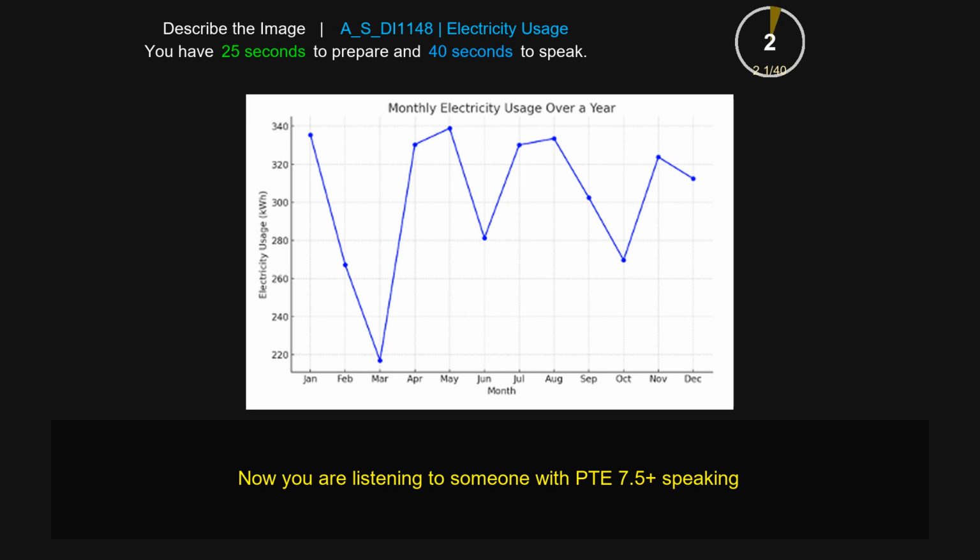This line chart gives information about monthly electricity usage over a year. It also shows different numbers such as 240 and 280. The highest number is 340, which is related to May, but the lowest value, 220, is related to March. In addition to this information, you may notice August and September. Finally, I can see November and December.